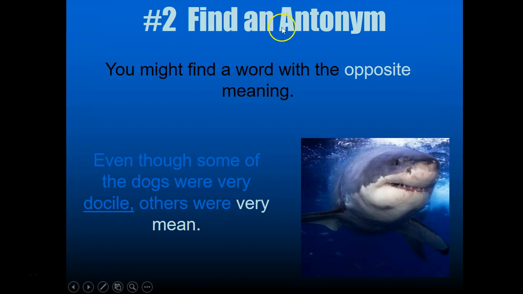Strategy number 2, find an antonym. You might find a word with the opposite meaning. An example would be, even though some of the dogs were very docile, others were very mean. So the word I'm trying to figure out is docile. However, if they're not mean, then I know the dogs must have been nice. So docile must mean nice. That's how to use an antonym context clue.